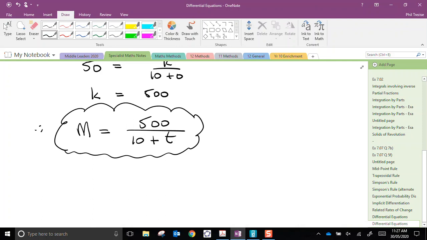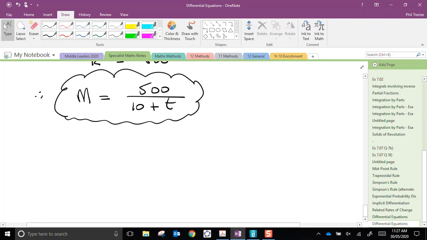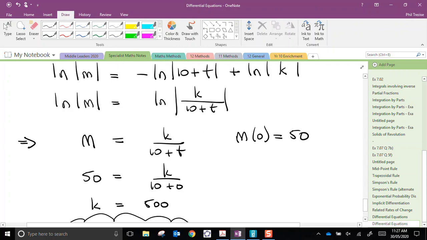That was a lovely question. Oh, sorry, we didn't quite finish. We were supposed to calculate mass when t equaled 10, weren't we? I think that's going to be a pretty easy one. 500 over 10 plus 10 is 20. I reckon that is 25 grams. So, what a lovely question.